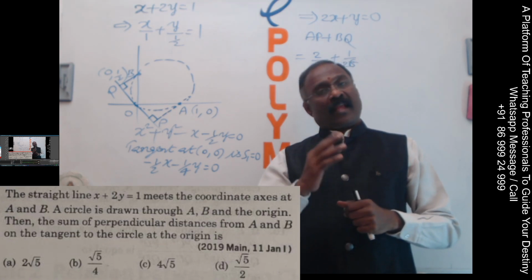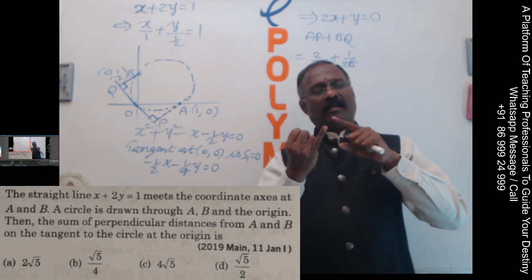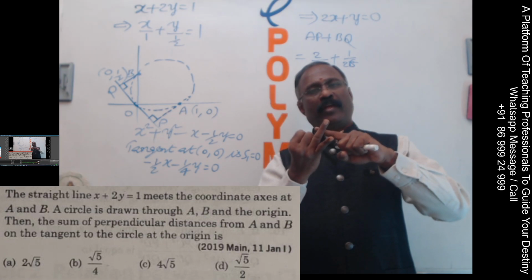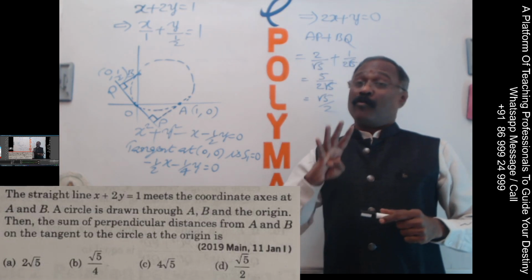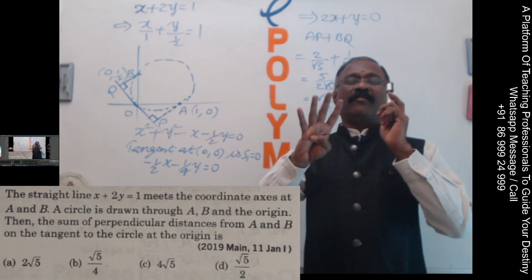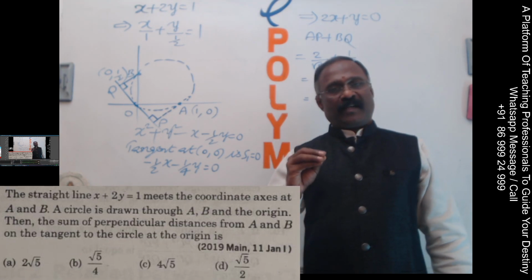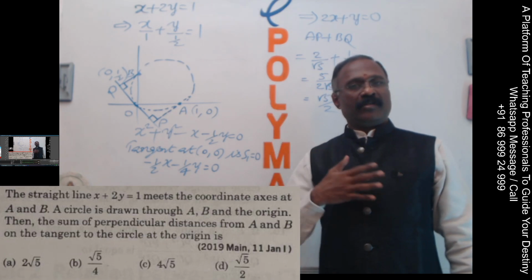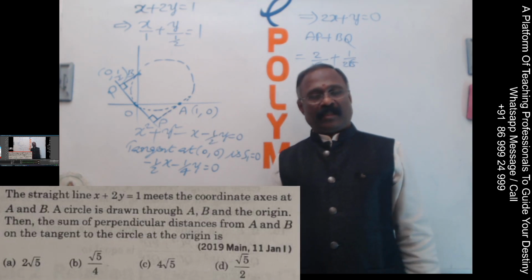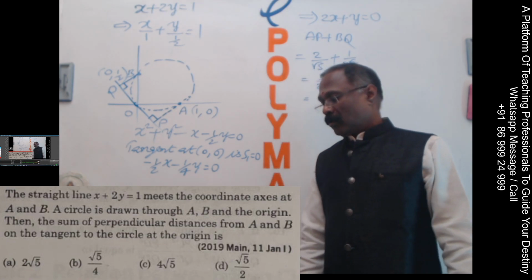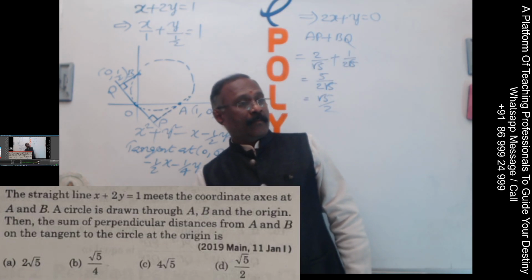In the previous class also I told you that a circle passing through (0, 0), (a, 0), (0, b), and (a, b), these 4 points are concyclic. The equation of the circle will be x square plus y square minus ax minus by equal to 0. So all these 4 points are concyclic. The problem is based on that only. Next one, let us see.